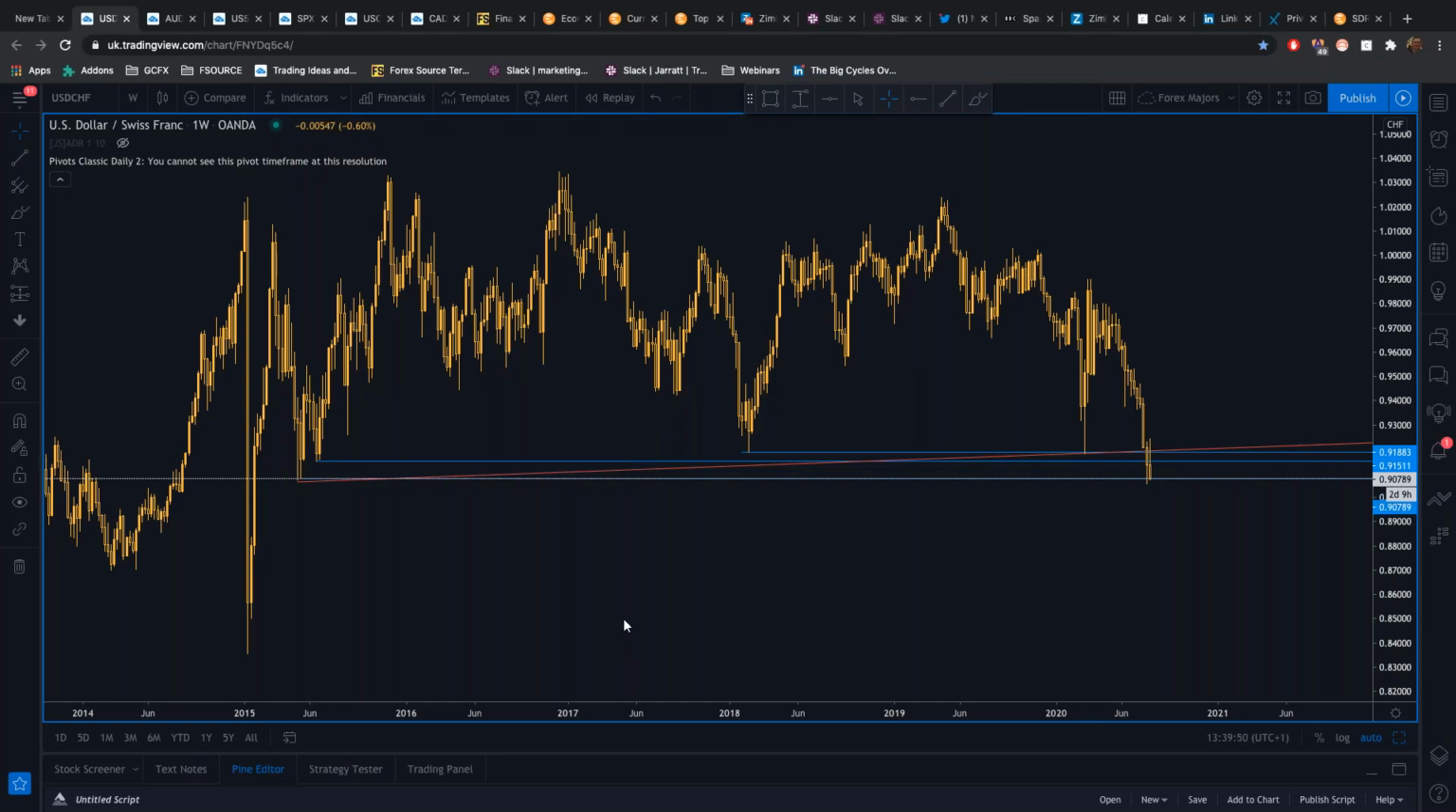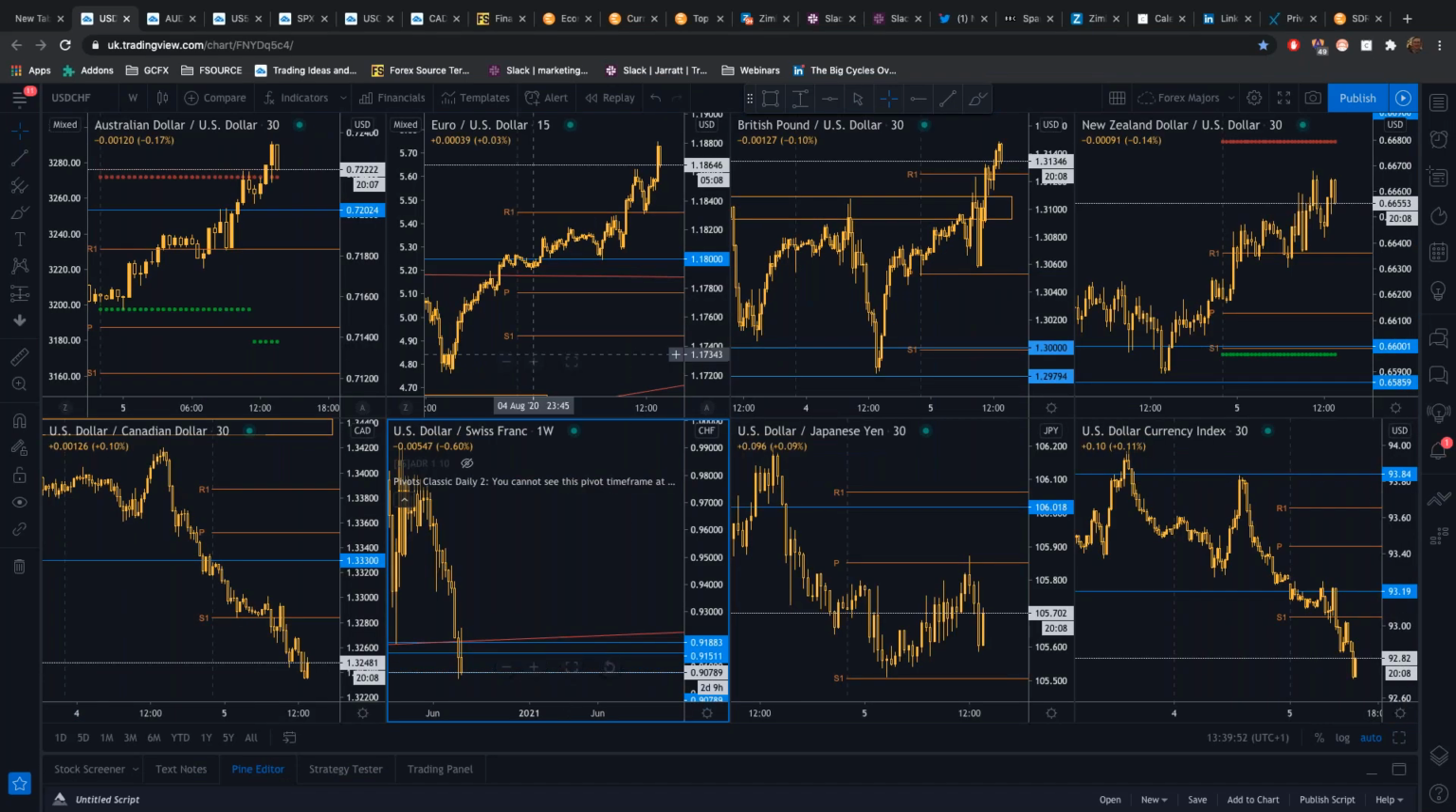Okay, and some of you will remember we're also looking at gold prices. I'll give you another little tip for gold here.